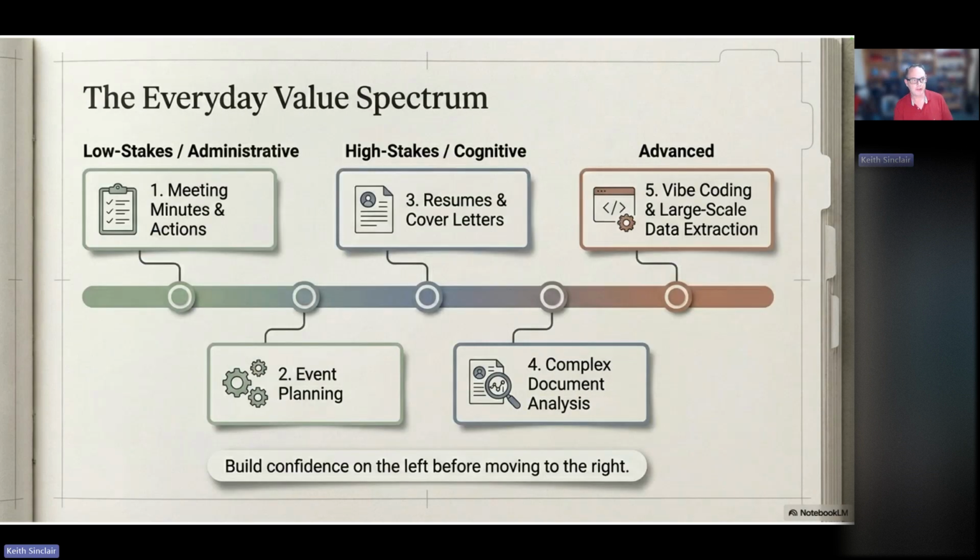So, the everyday value spectrum. We've got things like low stakes administration, things that aren't too hard, through to cognitive things that are really important. So writing resumes, we've got event planning in the middle. We've got complex document analysis, and then we've got things that are much more advanced. So that's the sort of spectrum that we're going to go through today. And I've just been doing something in the last week that I could never have thought of doing in the past.